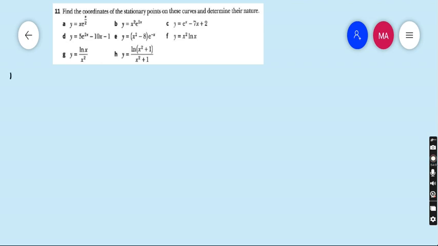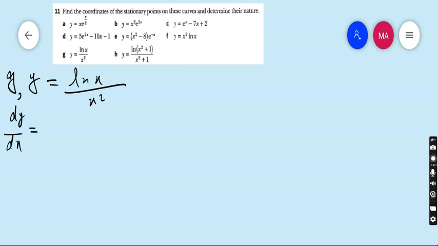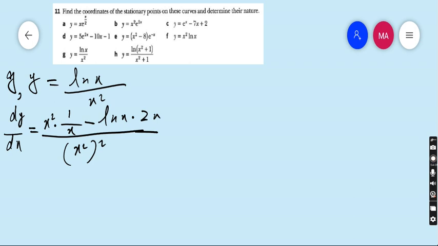Part G. Part G is y is equals to ln x upon x square. First we have to find dy by dx. Obviously we have to use the quotient rule, that is u upon v formula. So v square, v as it is, derivative of ln x, minus u as it is, derivative of x square, which is 2x.